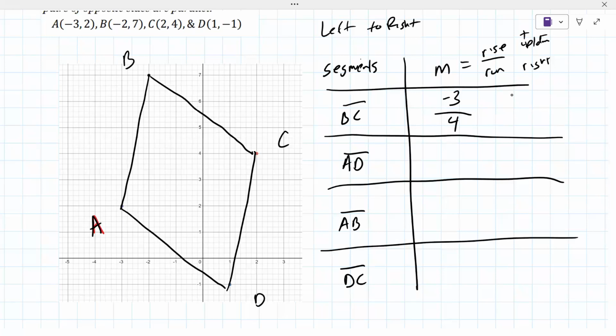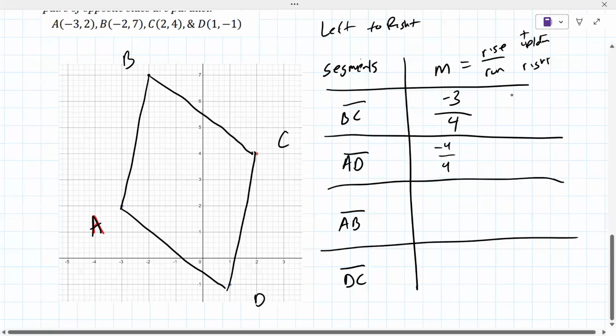A to D would be -4 and 4. Or you're saying it's down 4 and right 4. 1, 2. Oh no, sorry. -3 and 4. Yes. Okay.